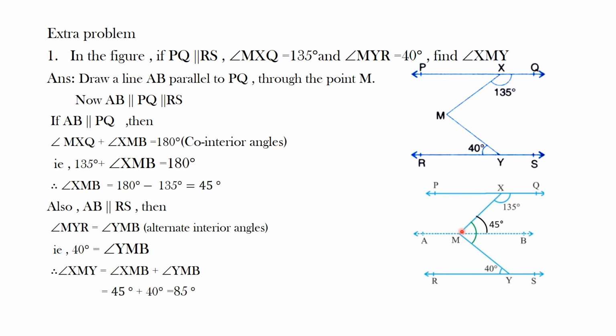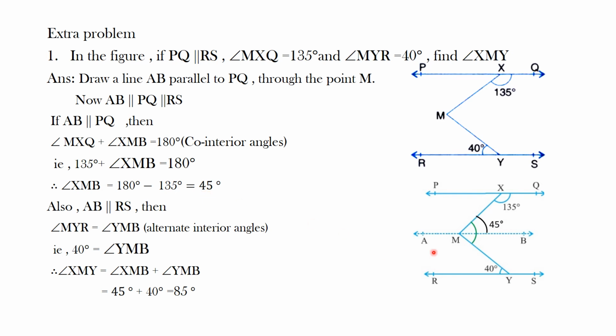XM is the transversal. We can say MXQ and XMB are co-interior angles. Since the lines are parallel, we can say co-interior angles are supplementary. That is, MXQ plus angle XMB equal to 180 degree. From this we can find angle XMB equal to 180 degree minus 135 degree, which is equal to 45 degree.